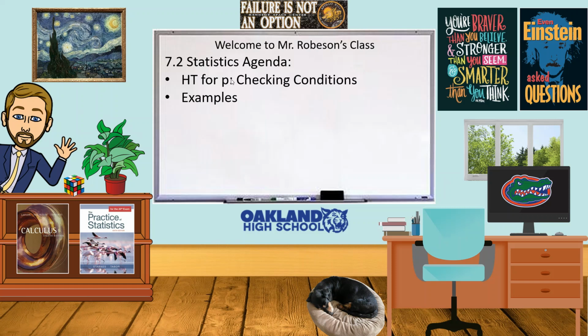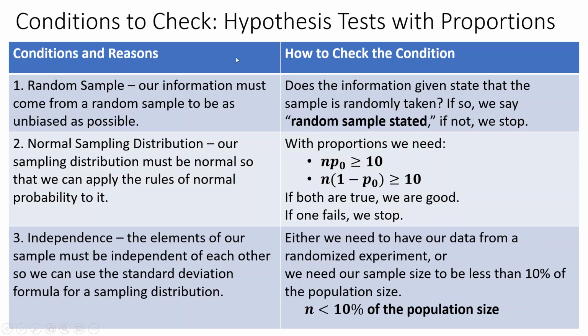Robeson here. We are working on 7.2 today, hypothesis test for proportions. We're going to go over how to check the conditions. So last class, we went over how to write the hypothesis for both means and proportions. From now on, we're just going to really be focusing on proportions. All right, it's the easier of the two.